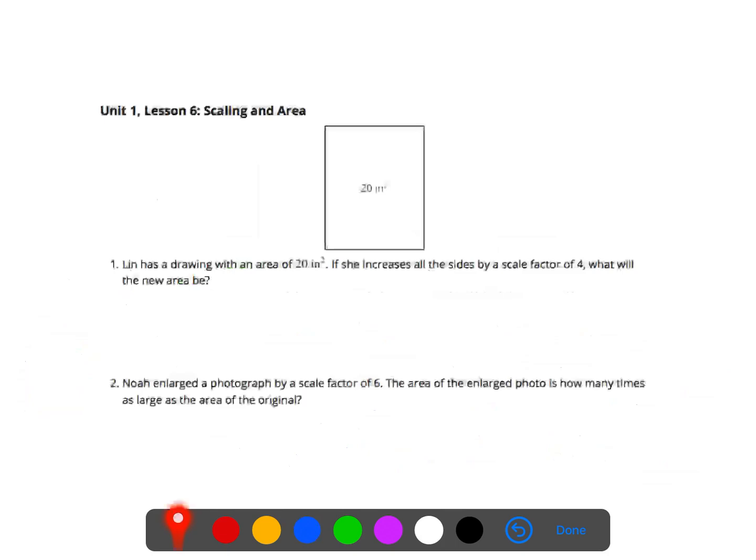So you can see that we have a rectangle here. The sides of the rectangle are not labeled. We're only given 20 square inches. And because of the label, square inches, I know that this is the area. The area of the figure is 20 square inches. Now, the question says, Lynn has a drawing with an area of 20 square inches. If she increases all the sides by a scale factor of 4, what will the new area be? So a scale factor of 4.